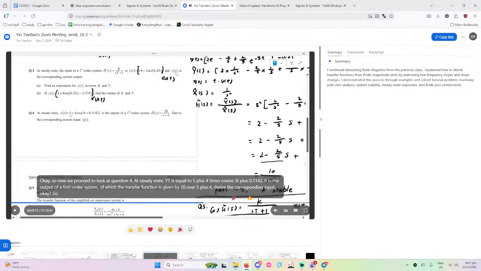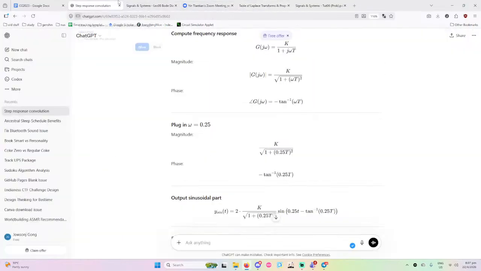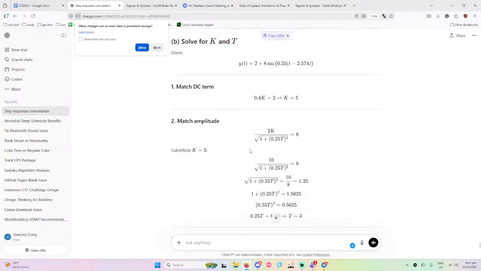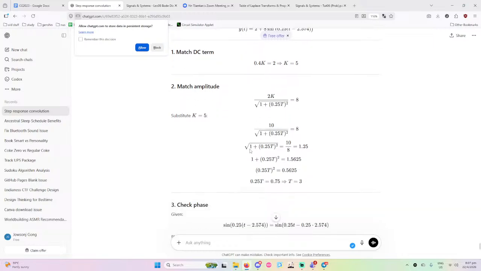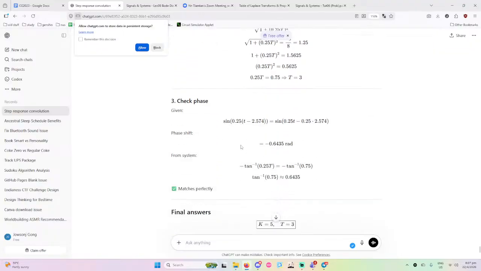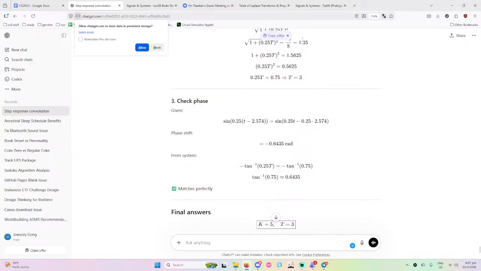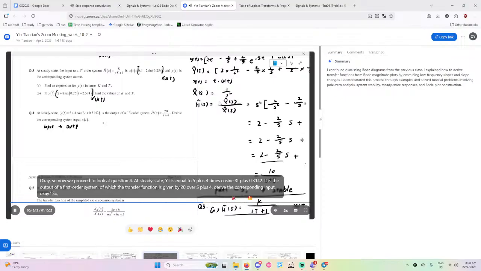At steady state, y(t) is equal to 5 plus 4 times cosine (3t plus 0.3142). It is the output of a first order system of which the transfer function is given by 20 over s plus 4. Derive the corresponding input.